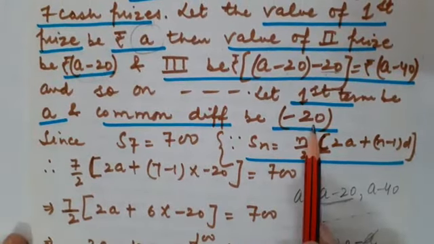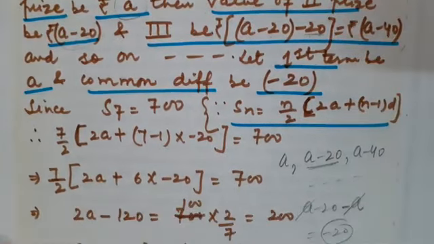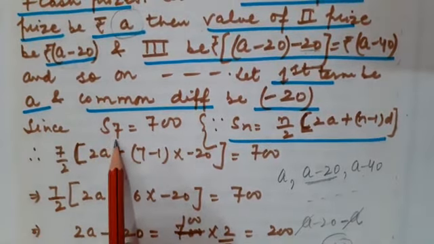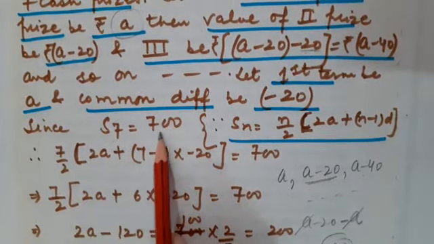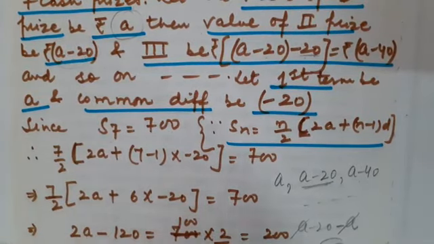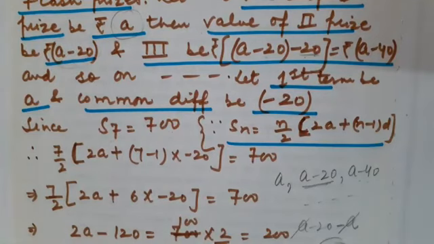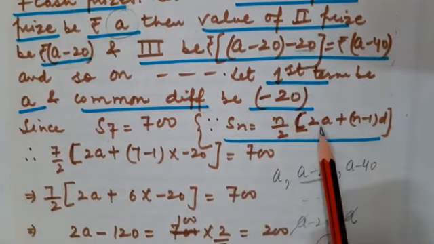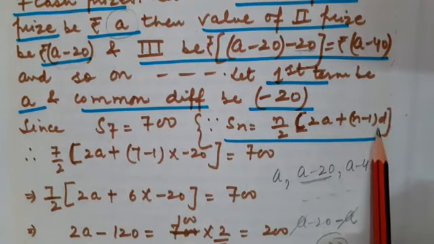That is minus 20. Correct, students? Children, through this AP also you can come to know that the difference will be negative. Why? Because it is in descending order. Correct, student? Now I will be having the sum of first 7 prizes given, that is S7 is equal to 700. Now it is the turn again to recall the formula of sum of first n terms of AP, which is Sn is equal to n by 2 into 2a plus n minus 1 into d.